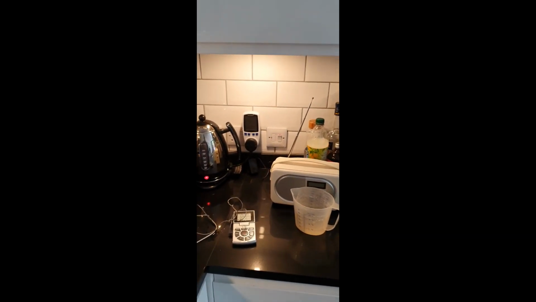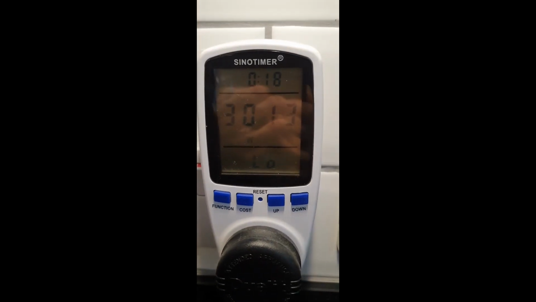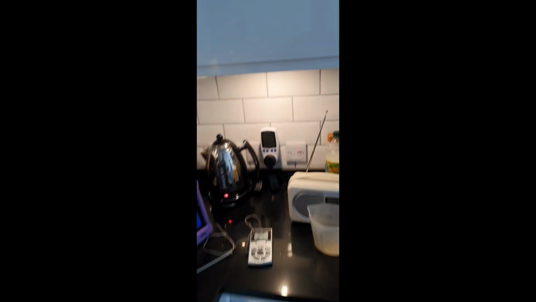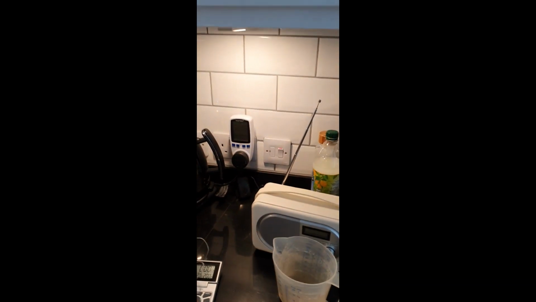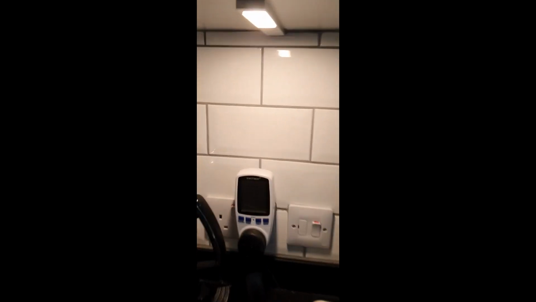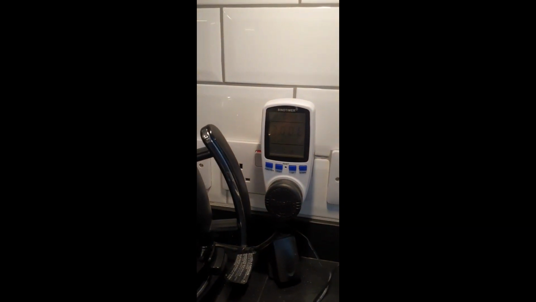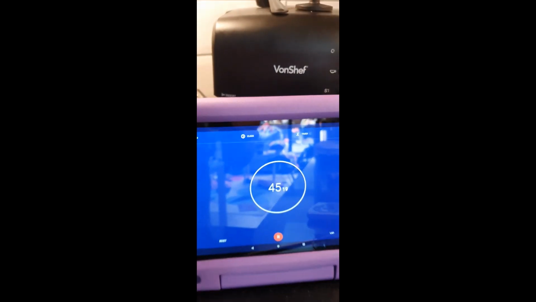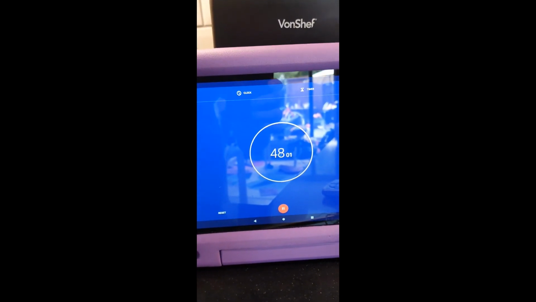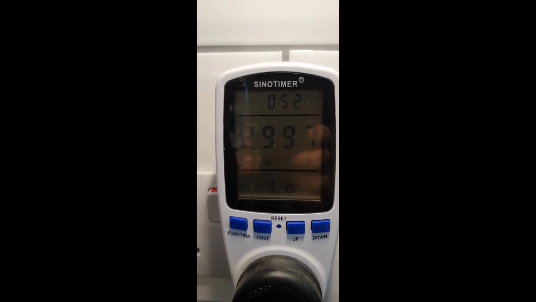But basically this is working at 3,000 watts. It takes 3,000 watts, so that's 3,000 joules every second. It's jumping a bit. But that's roughly 3,000. It's taken 30 something seconds. How long is it going to take? 40 something seconds. 50 seconds. Oh, as it boils, the power is starting to go down a bit. But roughly 3,000 the whole way.